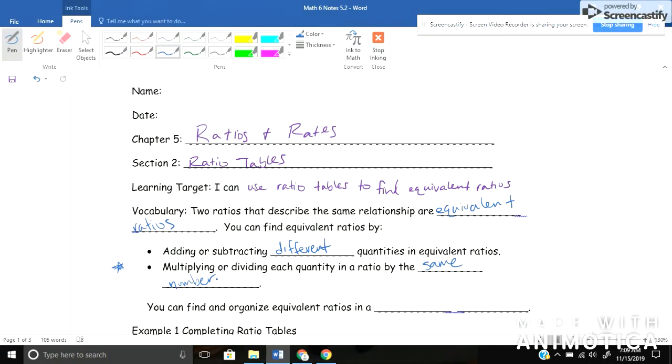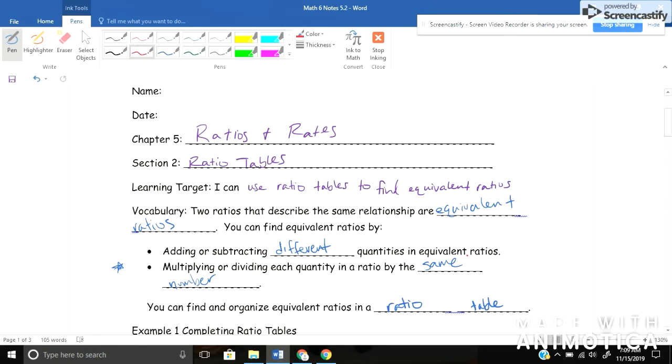And then the last piece, it says you can find and organize equivalent ratios, and it's nice to use a ratio table. So a ratio table helps organize, helps visualize, all those types of things. I just want to quickly give you an idea of what I'm talking about here.